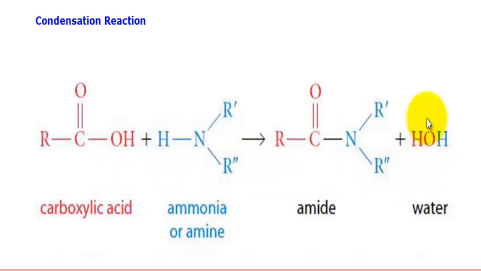This reaction is an example of a condensation reaction. A carboxylic acid reacts with an amine to produce a larger molecule, an amide, and water. Note that the OH group of the carboxylic acid combines with the hydrogen of the amine to form water.